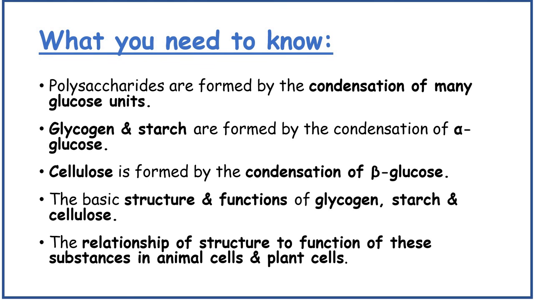So what you really need to know. You need to know that polysaccharides are formed by the condensation of many glucose units. Glycogen and starch are formed by the condensation of alpha-glucose. Cellulose is formed by the condensation of beta-glucose. You need to know the basic structure and functions of glycogen, starch and cellulose, and you need to know the relationship of the structure to the function of these substances in animal and plant cells.